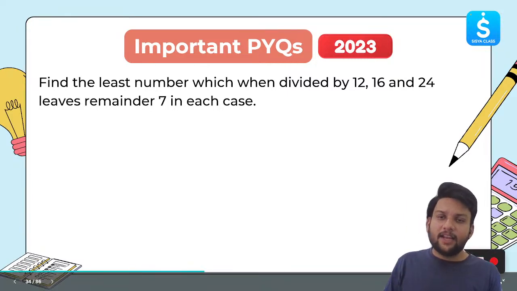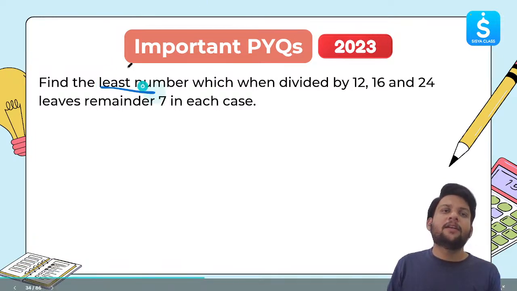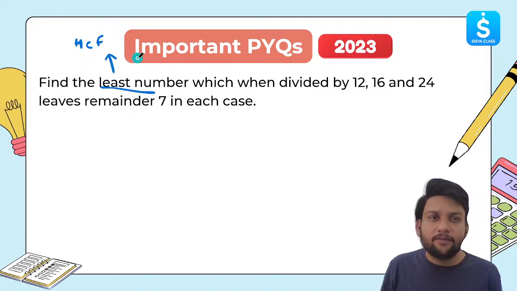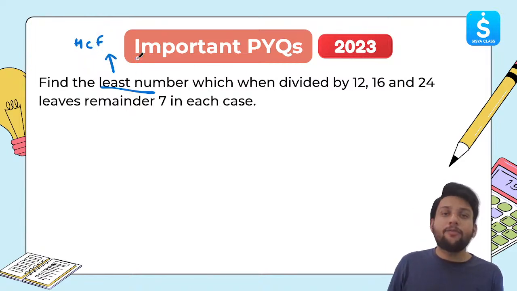See, dear students, I told you, whenever we have to find least, it means we have to go for maximum, that is, we have to find HCF. Yes or no? Next, whatever we do, we have to get the answer. So first of all, I will write 12 as 3 times 4, or 2 squared times 3.